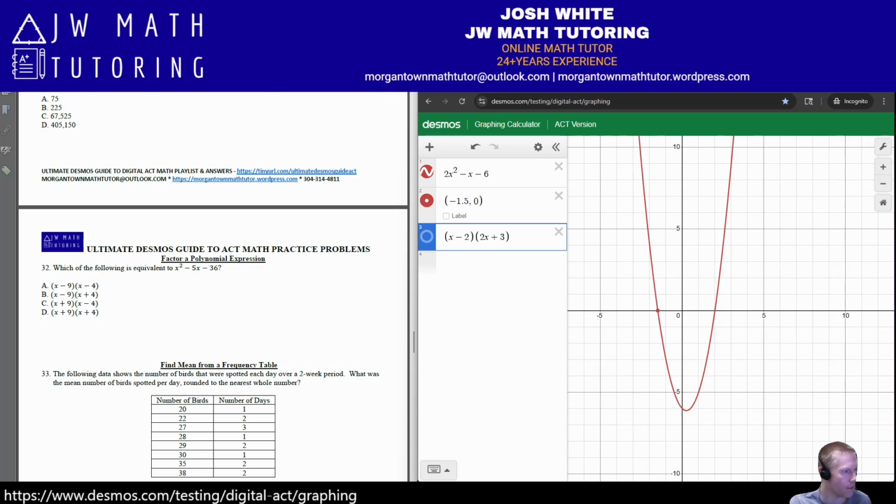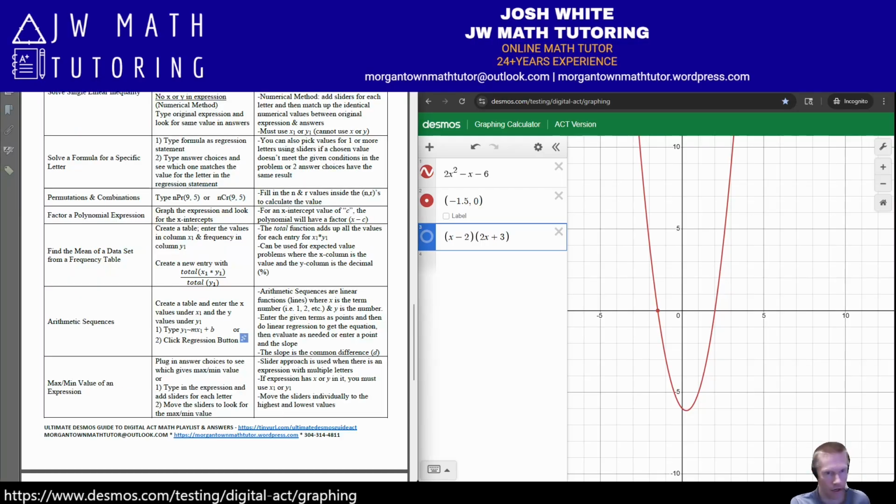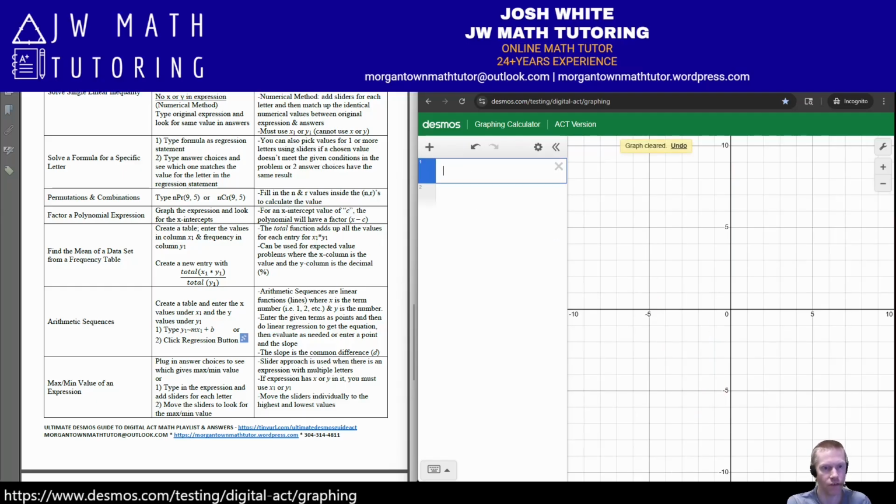All right, now we'll go back to the guide to look at our next topic, which is finding the mean of a data set that's given in a frequency table. This does not come up very often, but it's still something good to know, because you can also use this same basic process if you have an expected value problem to complete. The basic idea is you make a table, you enter the values in the x1 column, you enter the frequencies in the y1 column, and then you type what you see on the screen here. This total x1 times y1 divided by total y1. That will give you the mean of the data that's in a frequency table.